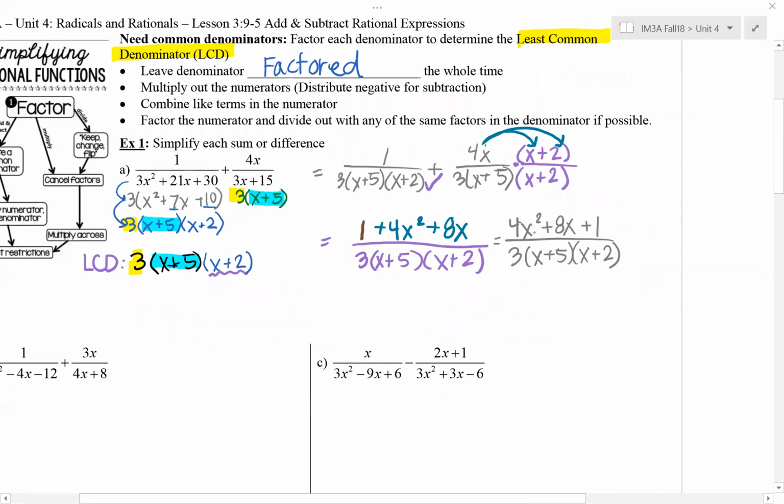And so kind of looking at it, I can see that probably won't happen because these end in a 5 and a 2, and 5 and 2 are not factors of 1. But we should always try to factor it anyway.